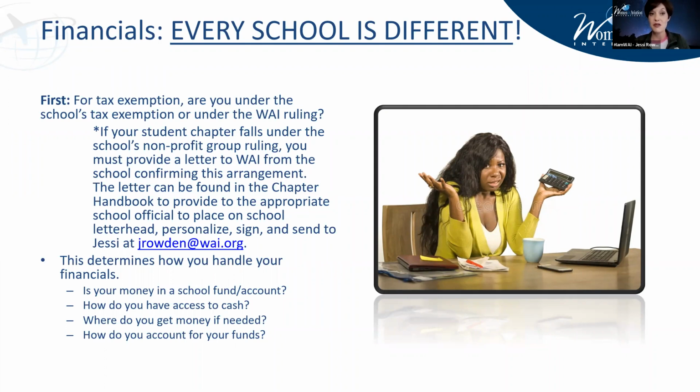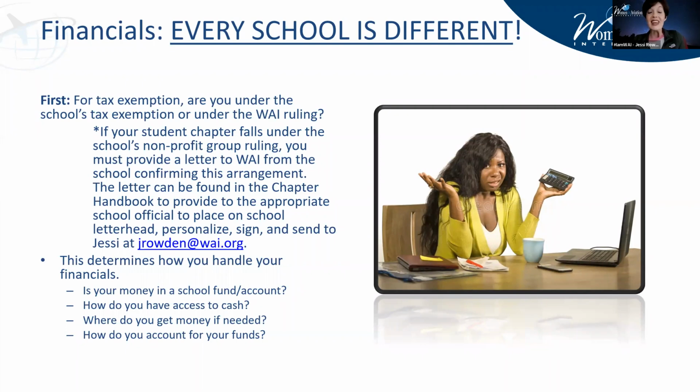The first thing that we need to figure out is, for tax exemption, are we going to go under the school's tax exemption or under the WAI tax exemption ruling? That is going to be, I believe, up to the determination of what the school wants. Does the school require you to be under their ruling, or will they allow you to go under the WAI ruling?